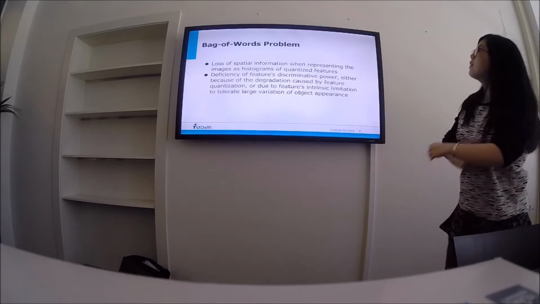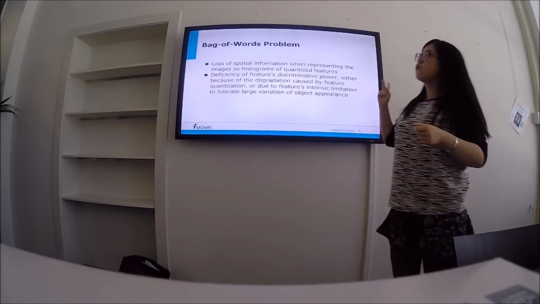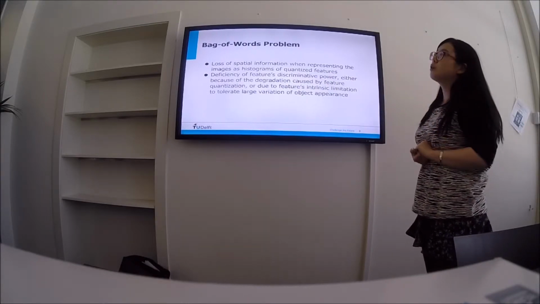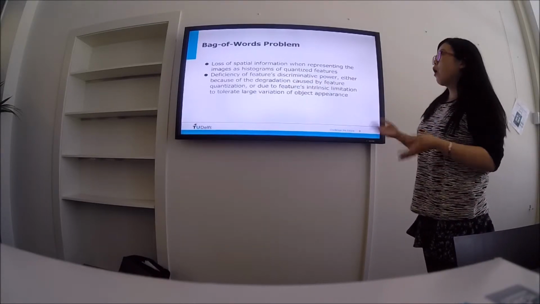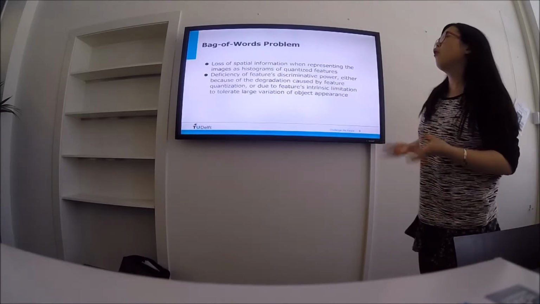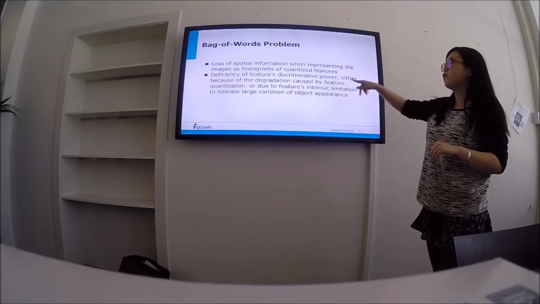So this is the bag of words problem. First, the bag of words causes loss of spatial information, and also a deficiency of feature discriminative power, caused by these two factors.